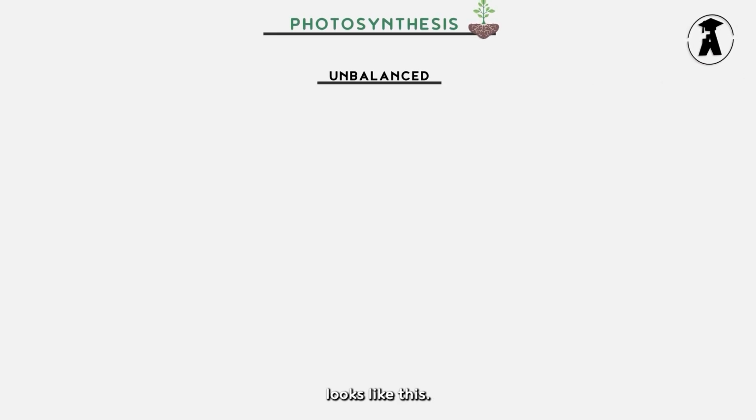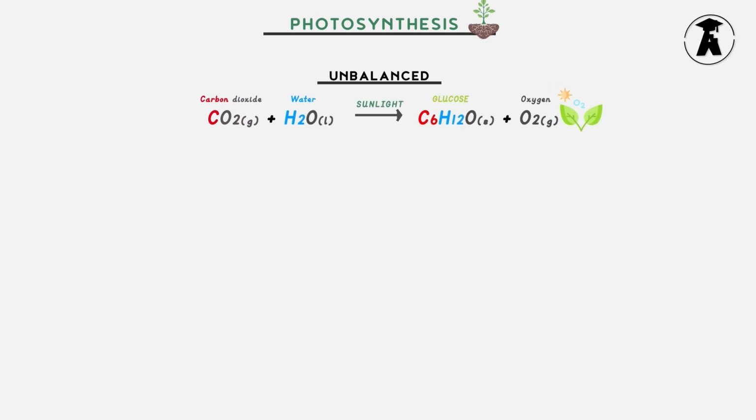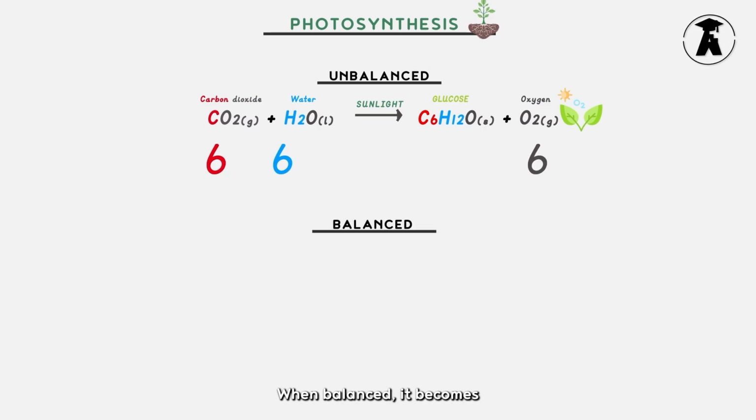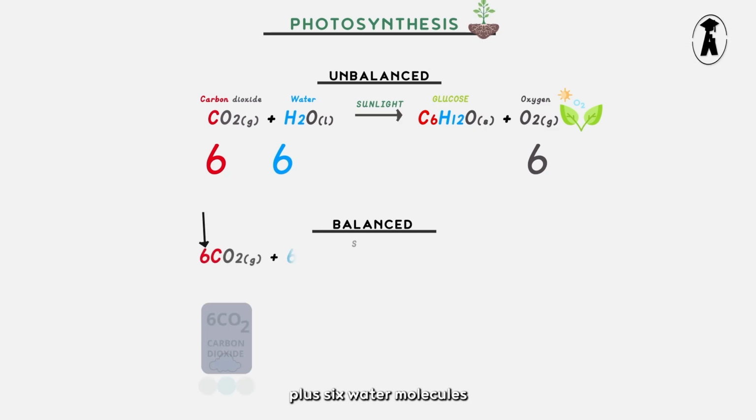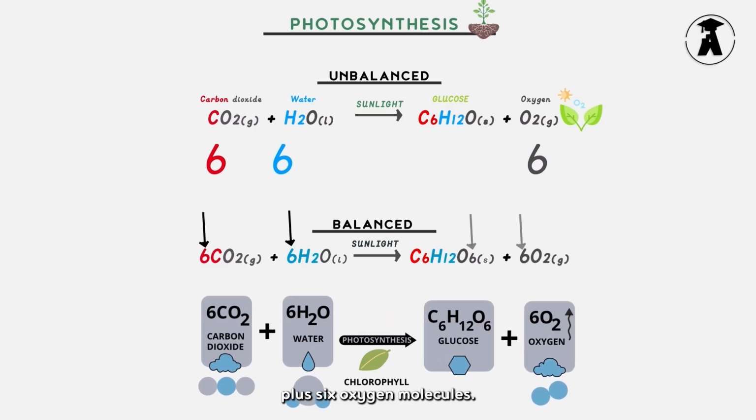Let's try this together. We'll start with photosynthesis. The unbalanced idea looks like this. Carbon dioxide plus water with sunlight makes glucose plus oxygen. Glucose has 6 carbons. We need 6 CO2. Glucose has 12 hydrogens. We need 6 H2O. Now check oxygen. This gives us 6 O2. When balanced, it becomes 6 carbon dioxide molecules plus 6 water molecules with sunlight makes 1 glucose molecule plus 6 oxygen molecules.